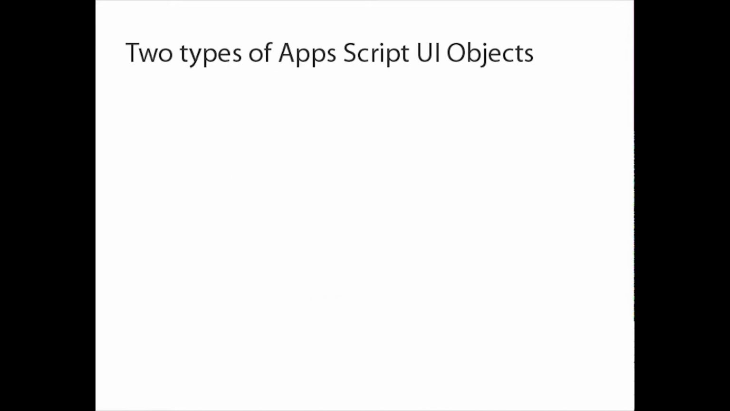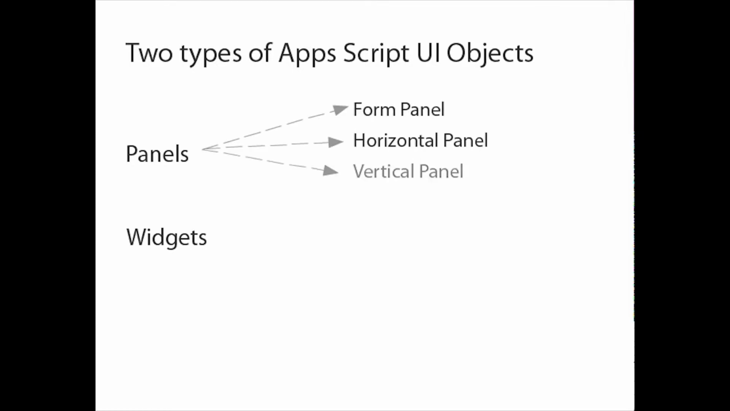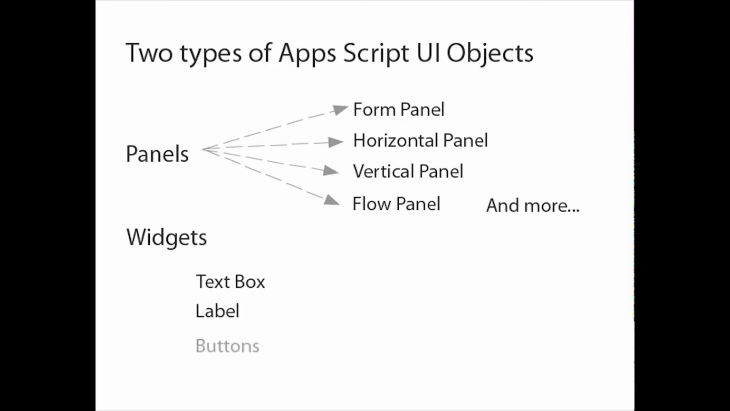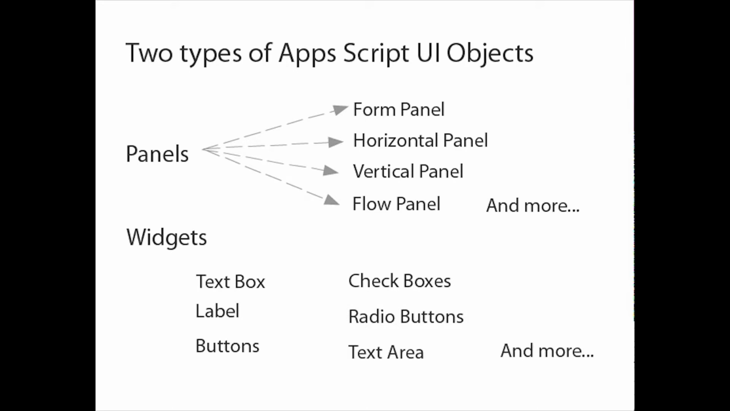Let's quickly go through some basics of using UI services first. UI services in Apps Script consists of two main types of UI objects: panels and widgets. There are different types of panels: form panel, horizontal panel, vertical panel, flow panel, and many more. Similarly, there are many different types of widgets: text boxes, labels, buttons, and many more. Panels help you organize your widgets. Using panels, you can decide how you want to stack or arrange your UI widgets.